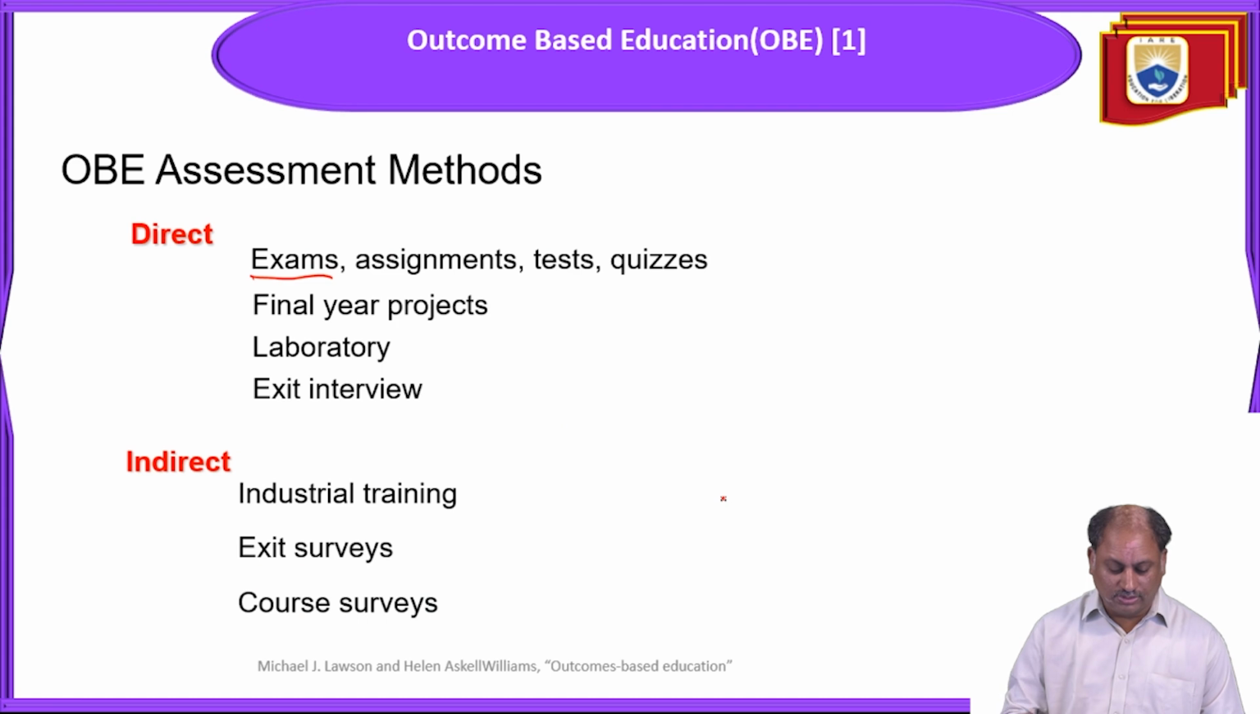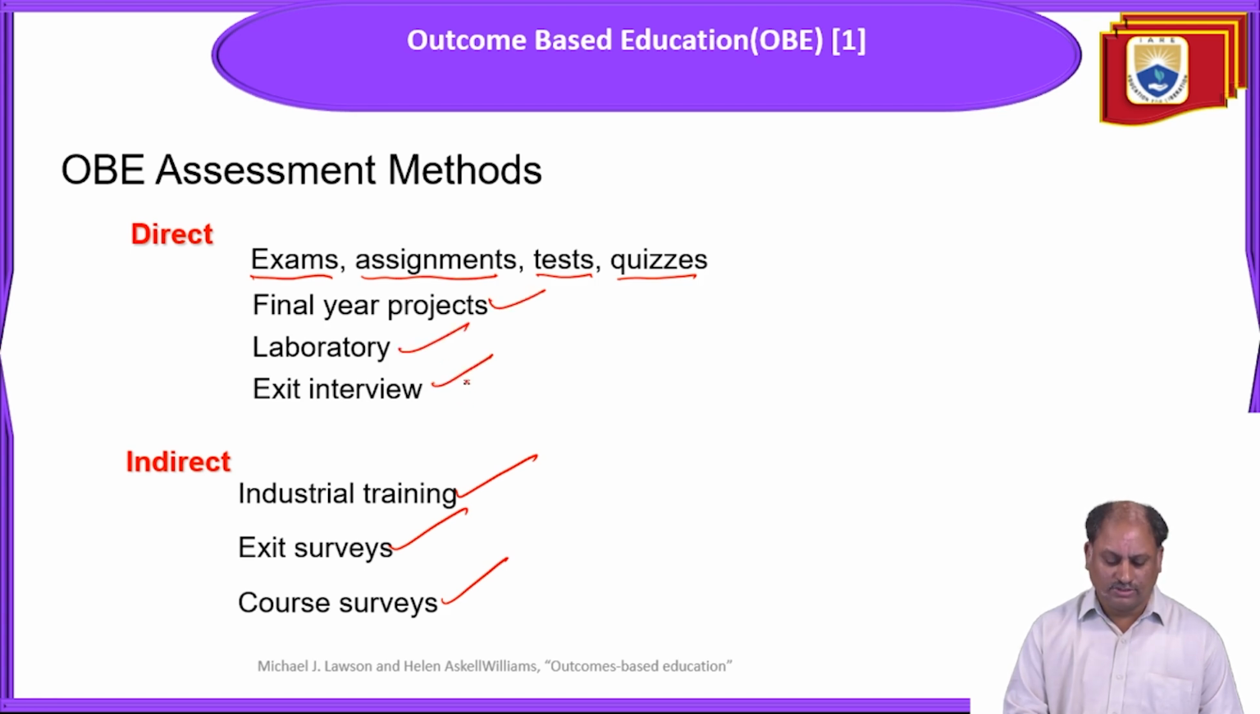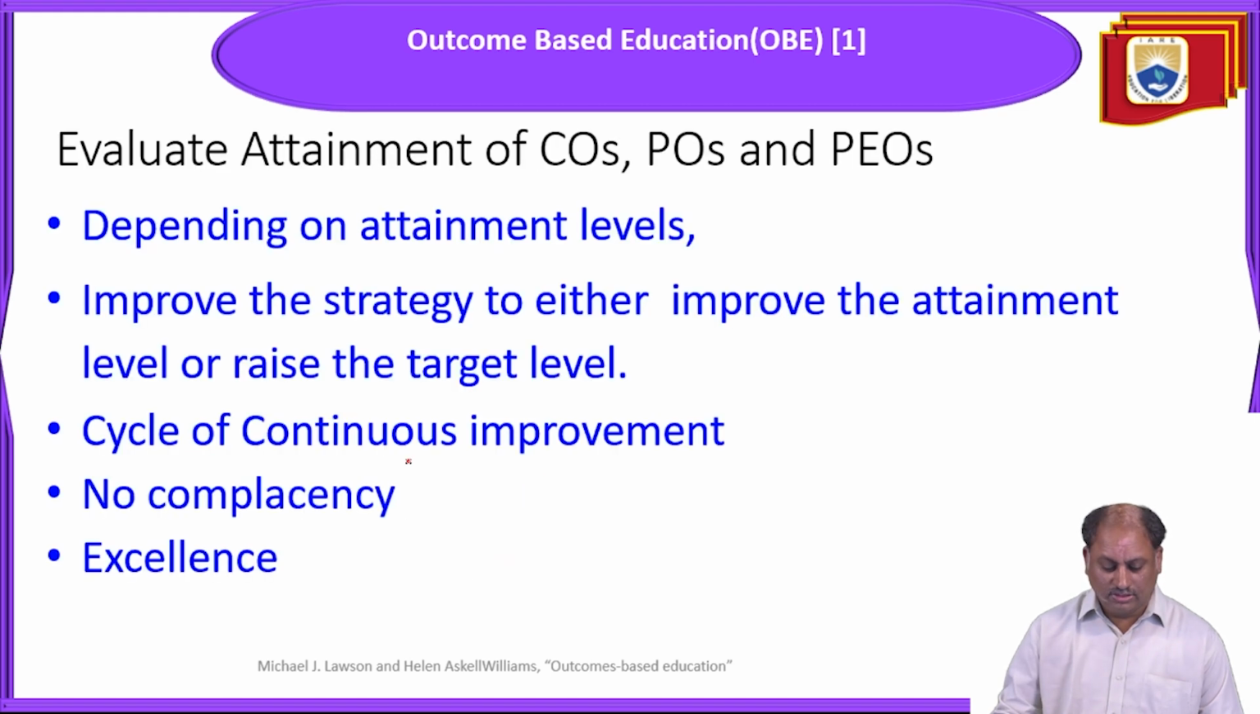These are of two types. One is industrial training, exit surveys, course surveys, whereas assignments, tests, quizzes, pilot projects, and laboratory work are to be considered direct assessment, and indirect assessment is industrial training and exit surveys. We are going to evaluate the attainment of each CO, PO and PSO.